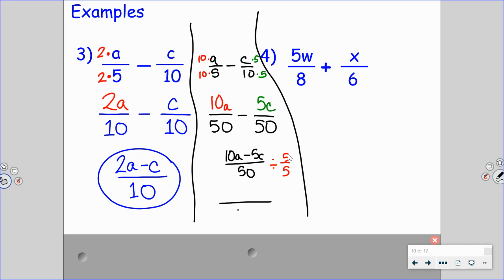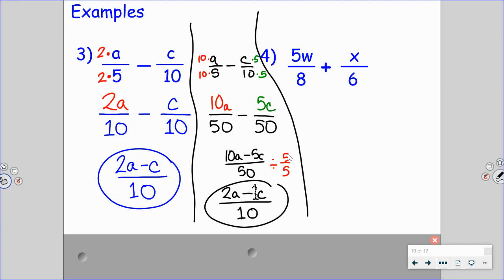For instance, 50 divided by 5 leaves a new denominator of 10. 10a's split up into 5 parts would be 2a's in each. And the opposite, or negative, or subtracting c's, 5c's split up into 5 parts would be a single c. You don't have to write the 1. That, ladies and gents, is the same answer.